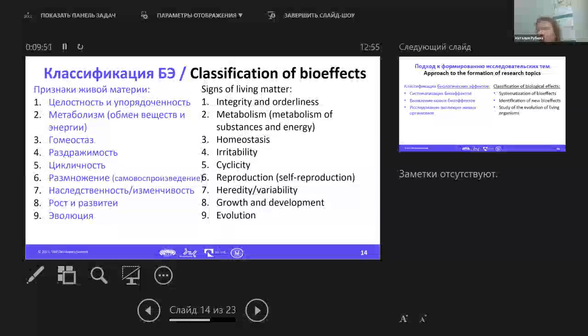So the science of living matter. There are different signs of living matter. There are 9 of them which we chose. First of all, integrity and order. The second one is metabolism, which is the exchange of energy. Third, homeostasis, which is the sustainability of the internal environment. Irritability, number 4, is a fundamental property intrinsic to any living organism. The 5th is cyclicity. Biological objects actually work in cycles. Then reproduction and self-production, heredity and variability, growth and development, and finally evolution.